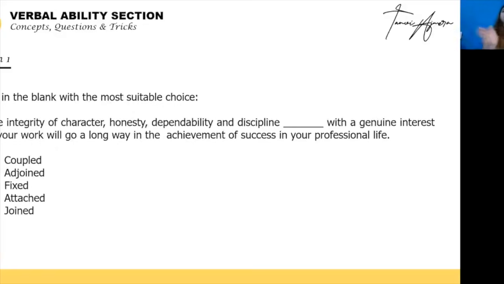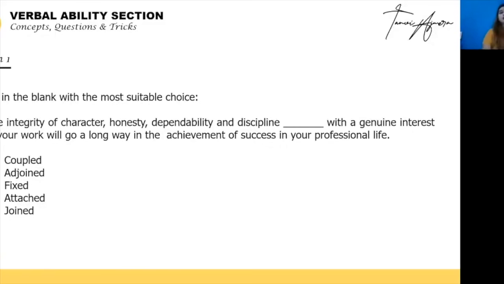When you take it and couple together, okay? Adjoin: you adjoin something which is firstly not joined in the first place, and they are two separate things and you're trying to join them together. Adjoin, okay? Fixed, of course, fixing something basically means to put it in a firm position.